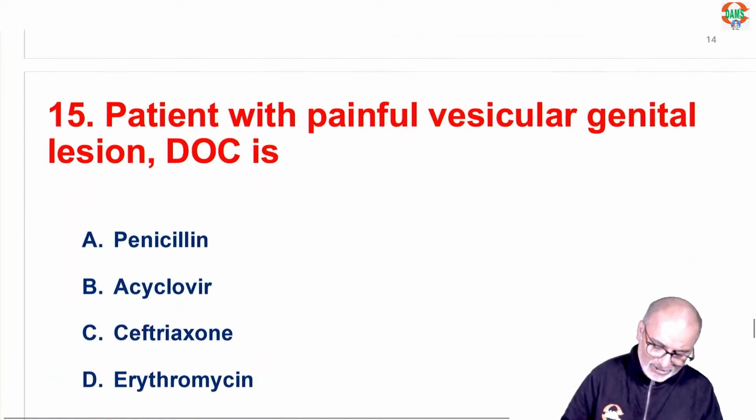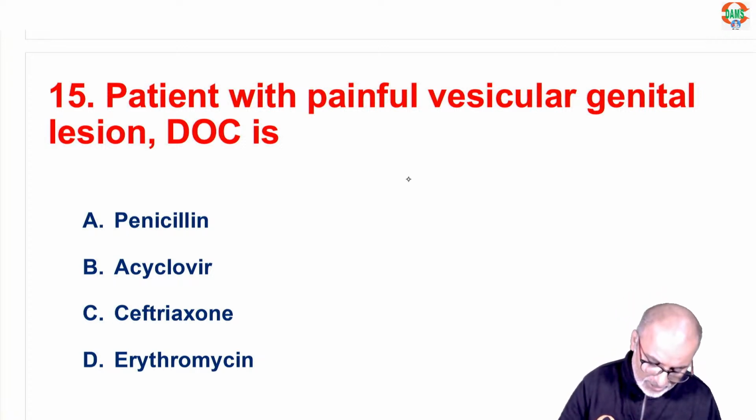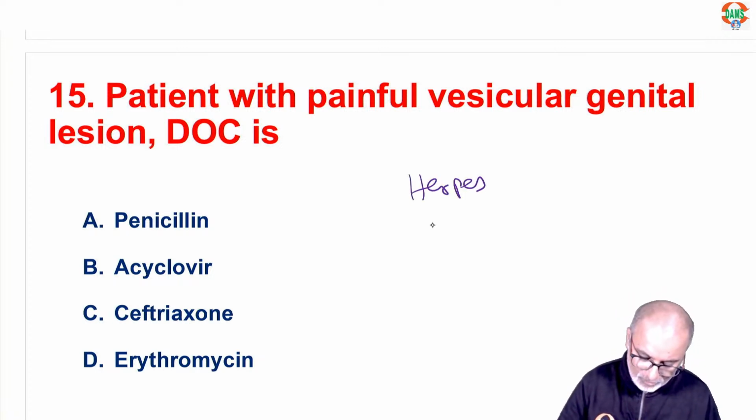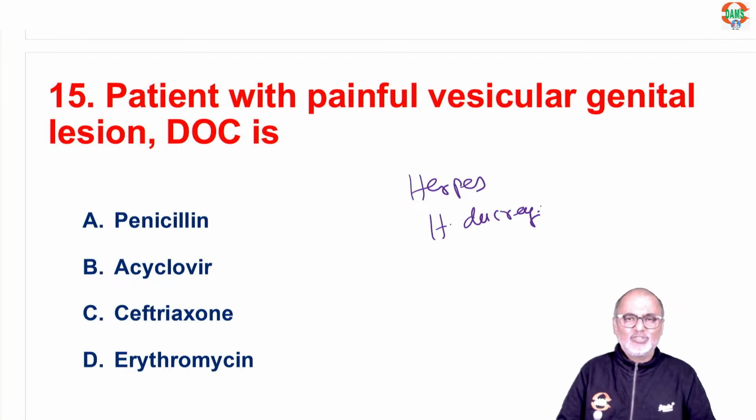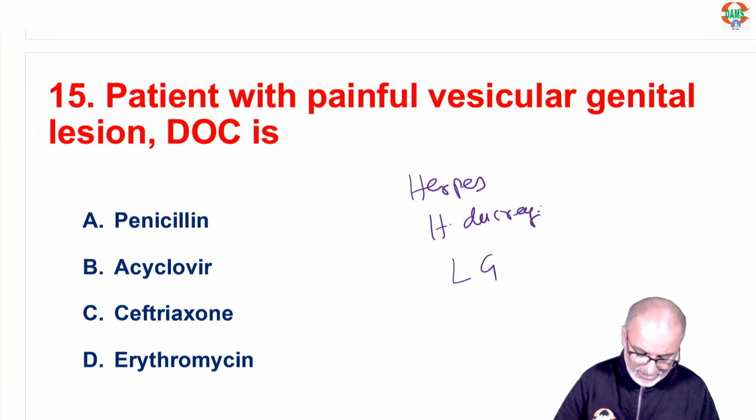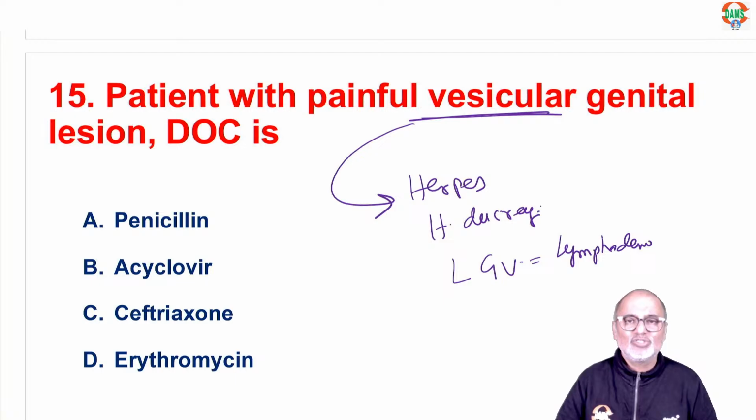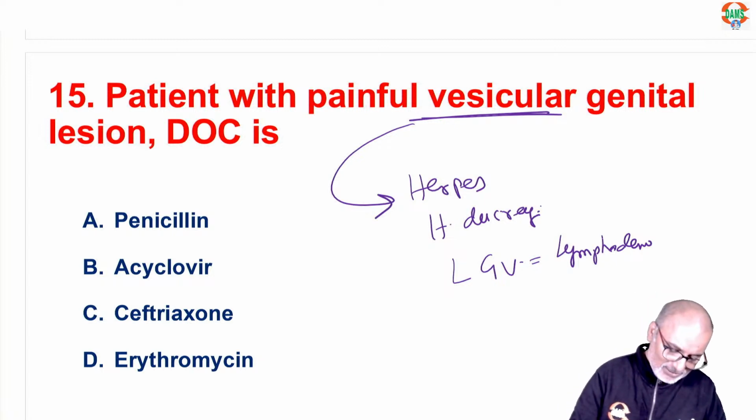Next is patient with painful vesicular genital lesion. Painful lesion is two people. One is herpes. Another one is Haemophilus ducreyi. These two cause painful lesions. Apart from that, you can get LGV, but LGV causes tender lymphadenopathy. And if you see vesicular lesion, I can go for herpes. We call it as cold sore. Herpes, vesicular lesion, genital lesion. And treatment is acyclovir.